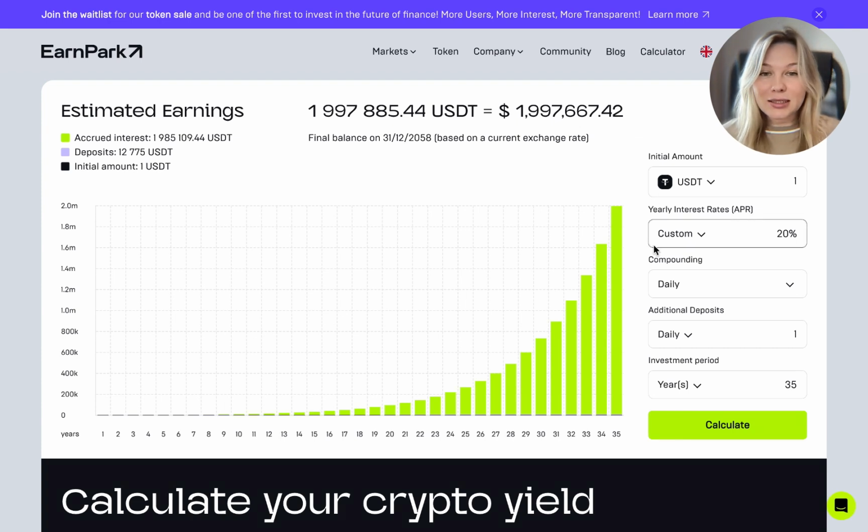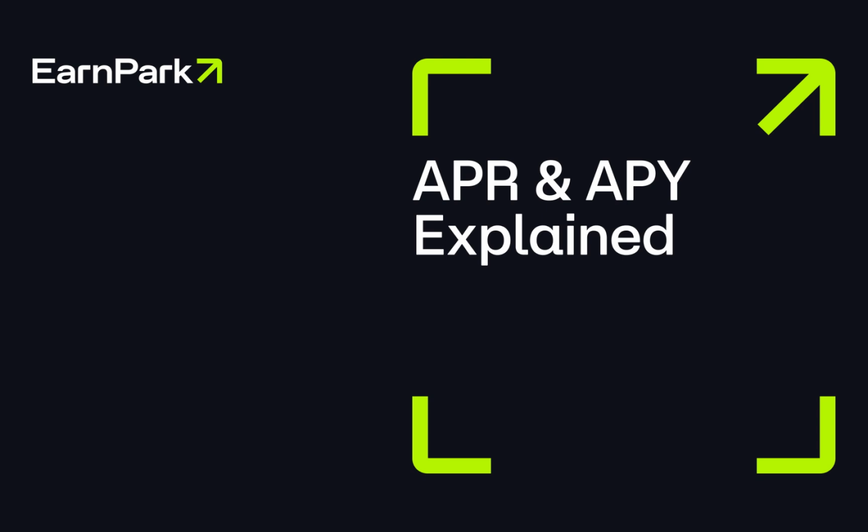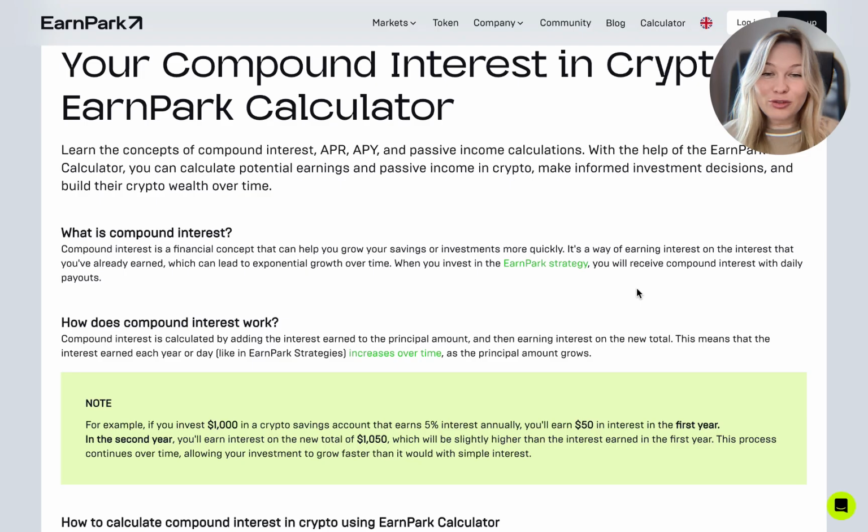The key is consistency. Even small amounts can lead to huge results if you invest regularly. Starting small is perfectly fine. You can gradually grow your initial capital through consistent deposits and the interest earned over time. And remember, EarnPark has already paid out hundreds of thousands of dollars to our users. So why wait? Start building your passive income today.